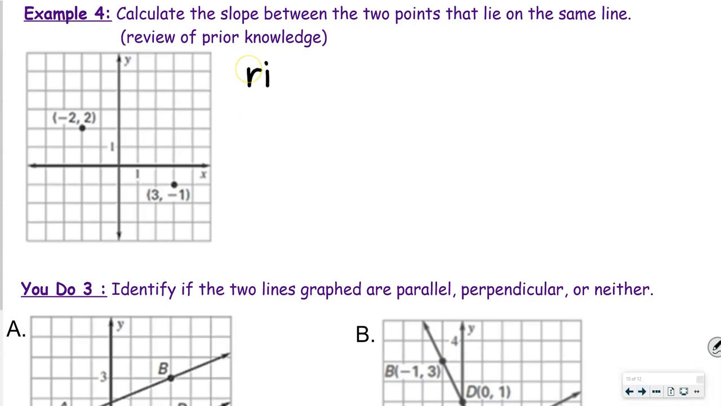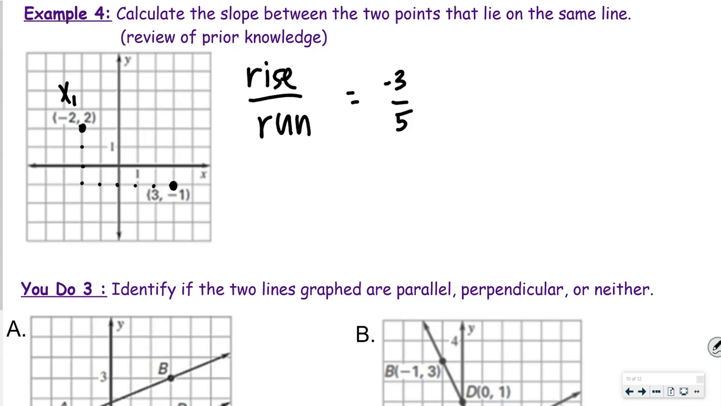So we can do rise over run, right? If we have a graph like this, we can just count it. So we're going to go from this point up here down to that point down there. So we're going to count 1, 2, 3 down. So that's going to be negative 3 over 1, 2, 3, 4, 5. So negative 3/5.